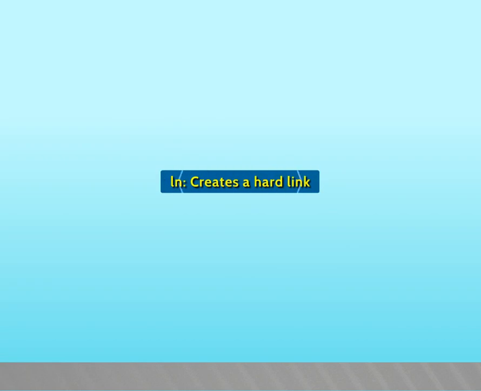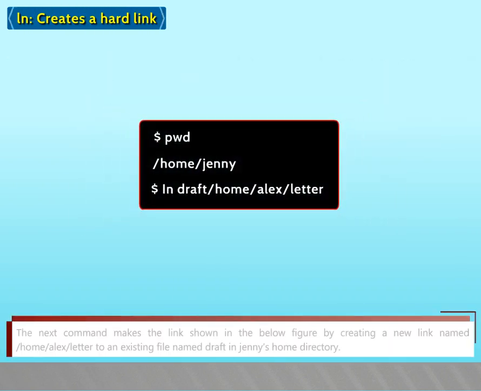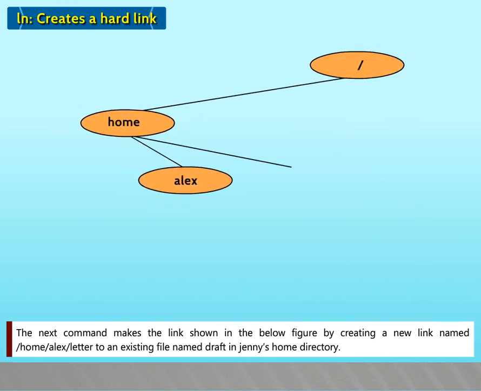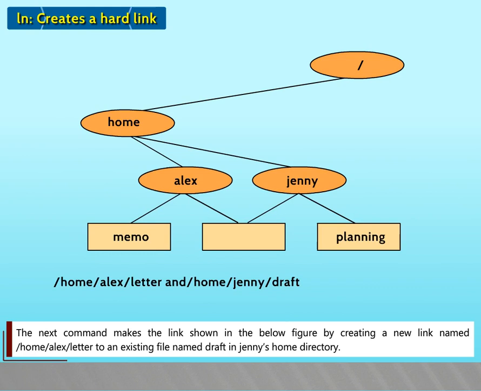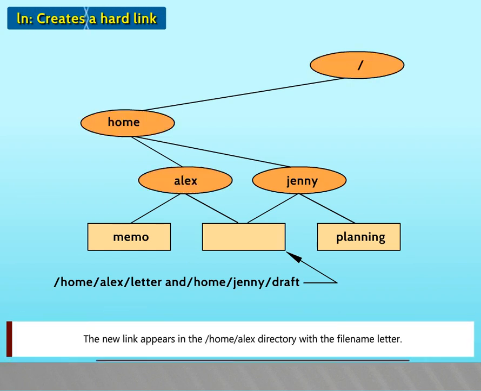Link creates a hard link. The ln, that is link utility, without the -s or symbolic option, creates an additional hard link to an existing file using the following syntax: ln existing-file new-link. The next command makes the link shown in the below figure by creating a new link named /home/alex/letter to an existing file named draft in Jenny's home directory. The new link appears in the /home/alex directory with the file name letter.